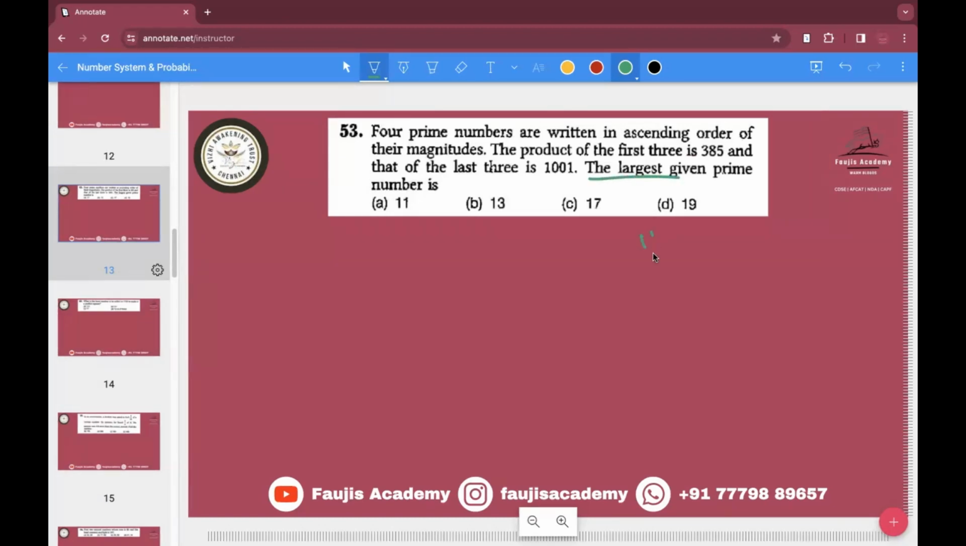Largest given prime numbers 11, 13, 17, 19. That means 17, 13, 11. 13, 11, 9. 11, 9, 7. Or something. Okay. Product of first three is 385 and last three is 1001. Last three, 9 into 7, 21. 21 into 3. No, this is not your answer. 9 is not a prime number, right? Yeah, sorry.